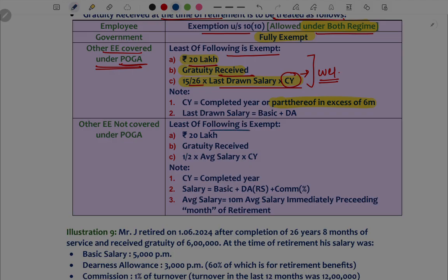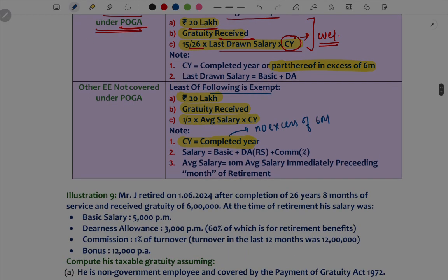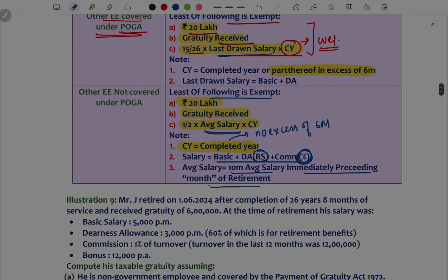And you see, the least of the following is exempt. Here again, 20 lakhs, gratuity received, or half of average salary into completed years, and here completed means completed years, with no excess of 6 months. And here salary means basic, DA, plus commission as a percentage of turnover. Average salary is the 10-month average salary immediately preceding the month of retirement.